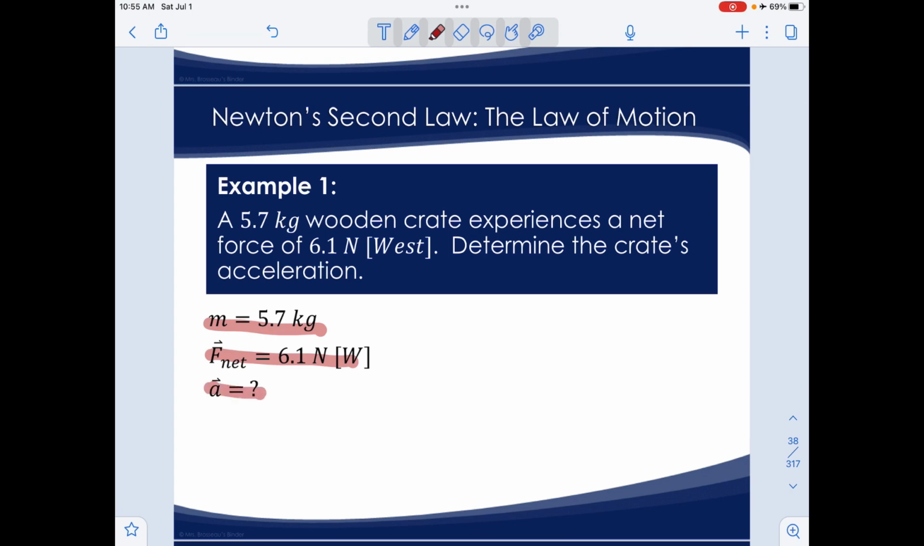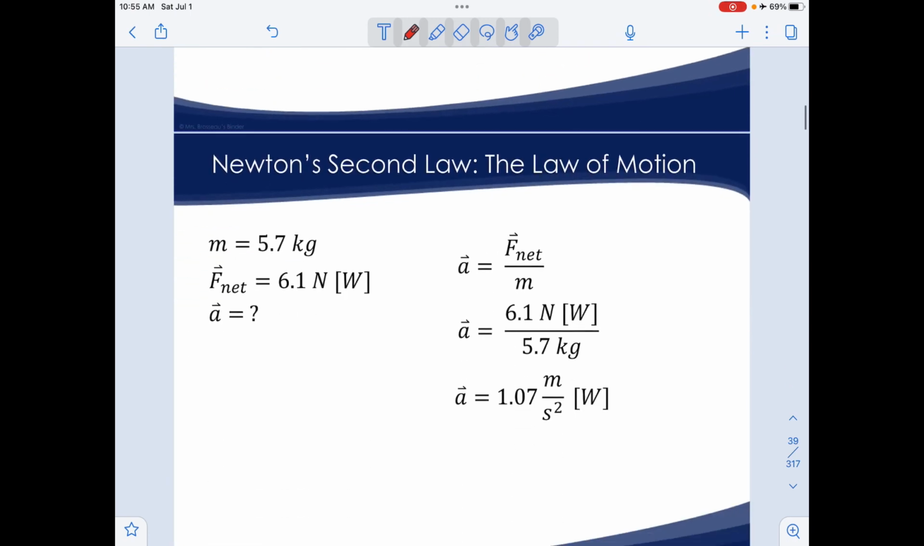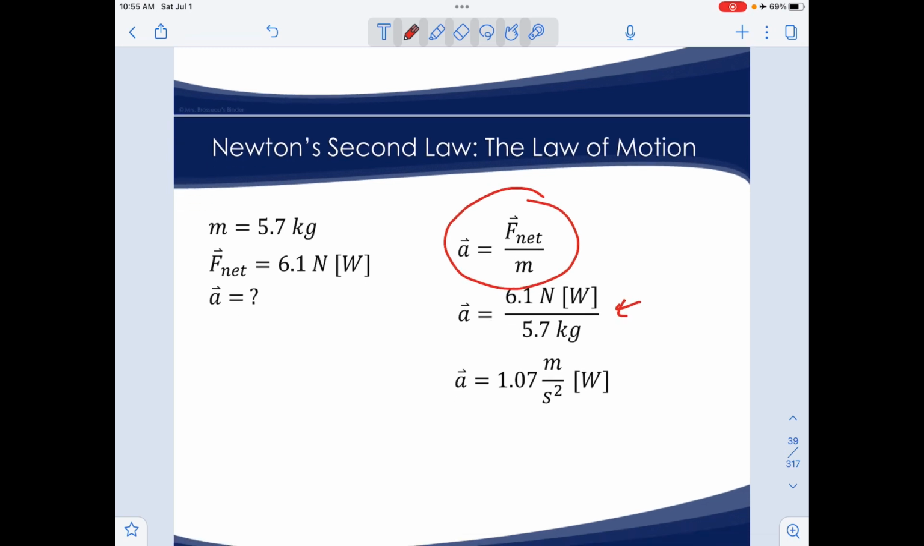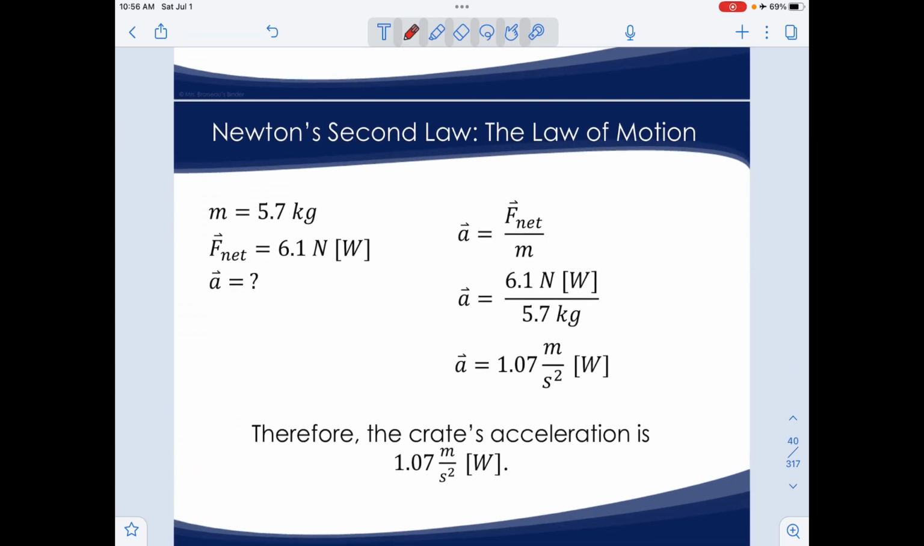We're looking for the acceleration. So we're going to use the equation F equals ma, right? Or actually, since we're solving for a, we'd probably want to use the equation a is equal to F net divided by m. So if you plug in the values, the result is 1.07 meters per second squared west. Therefore, the crate's acceleration is 1.07 meters per second squared west. Here's our answer.